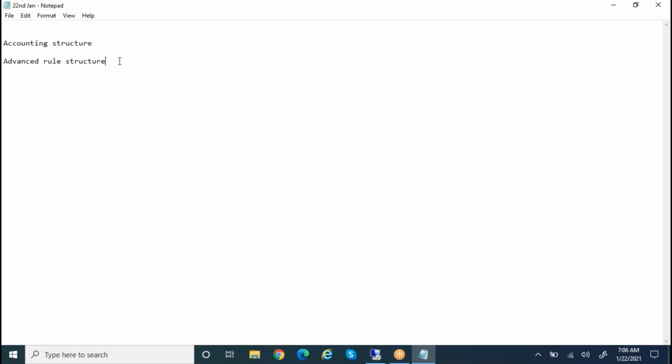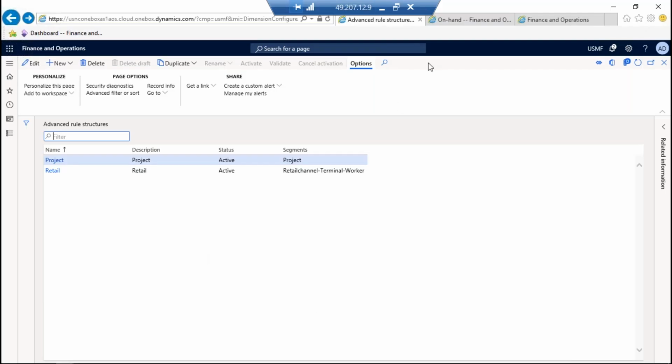Suppose we take the example of expenses. Expenses will be starting with 600 through 6999. These accounts are expense accounts. Let me show you that one.